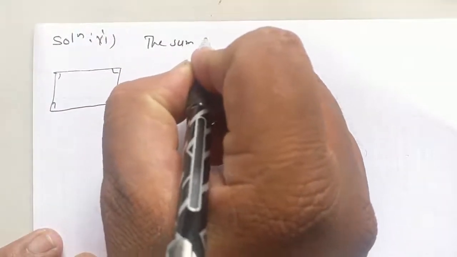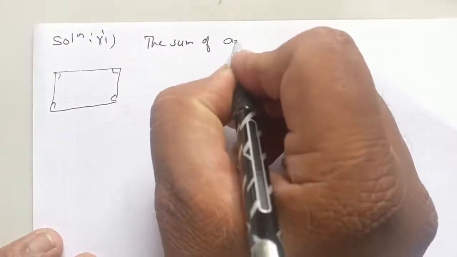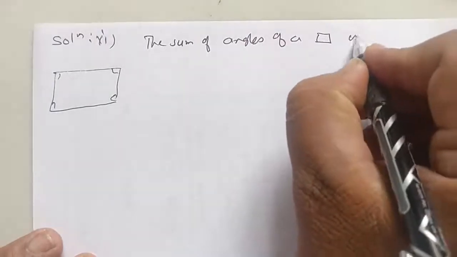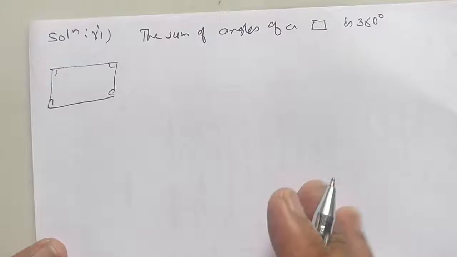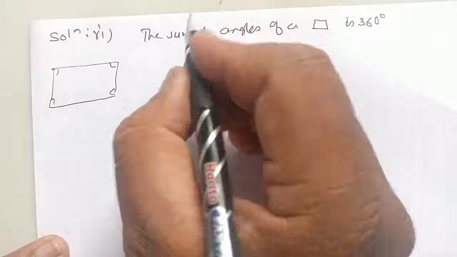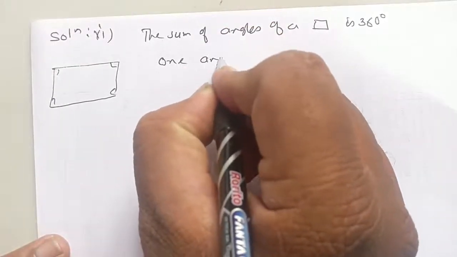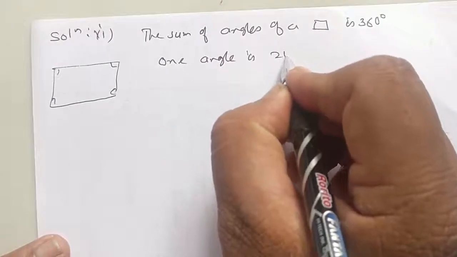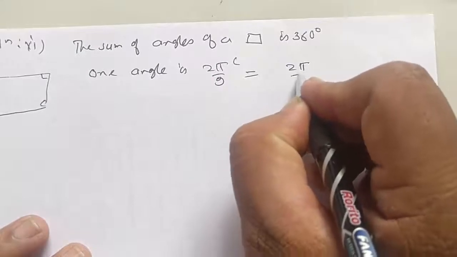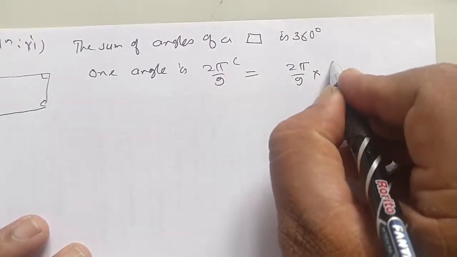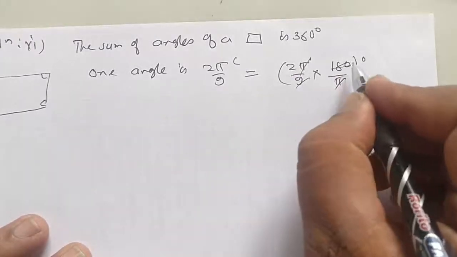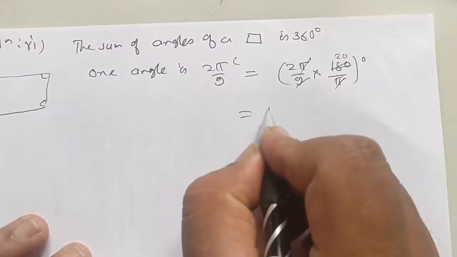The sum of angles of a quadrilateral is 360 degree. One of the angles is given, 2 pi by 9 radian. So convert into degree. 2 pi upon 9 into 180 divided by pi degree. So pi gets cancelled. Here it is 20, so it is 40 degree.